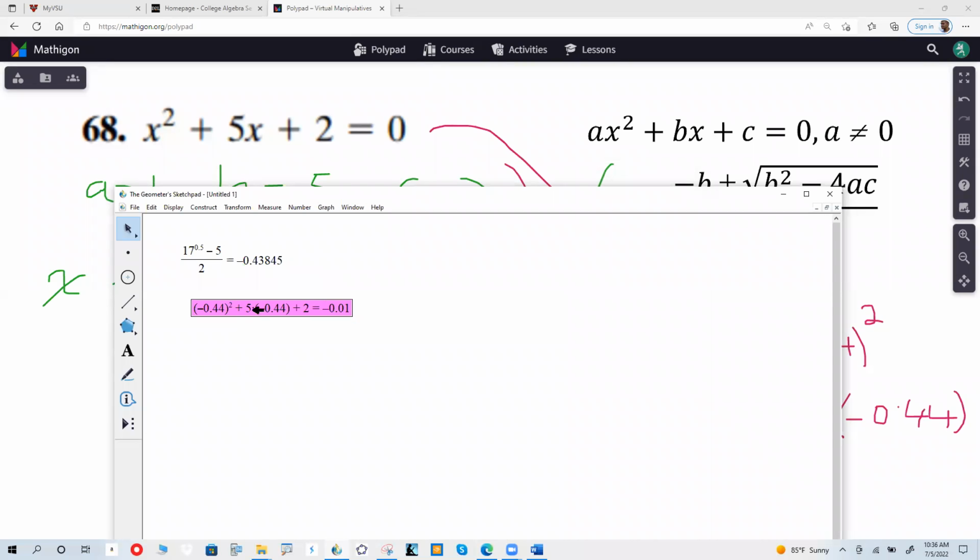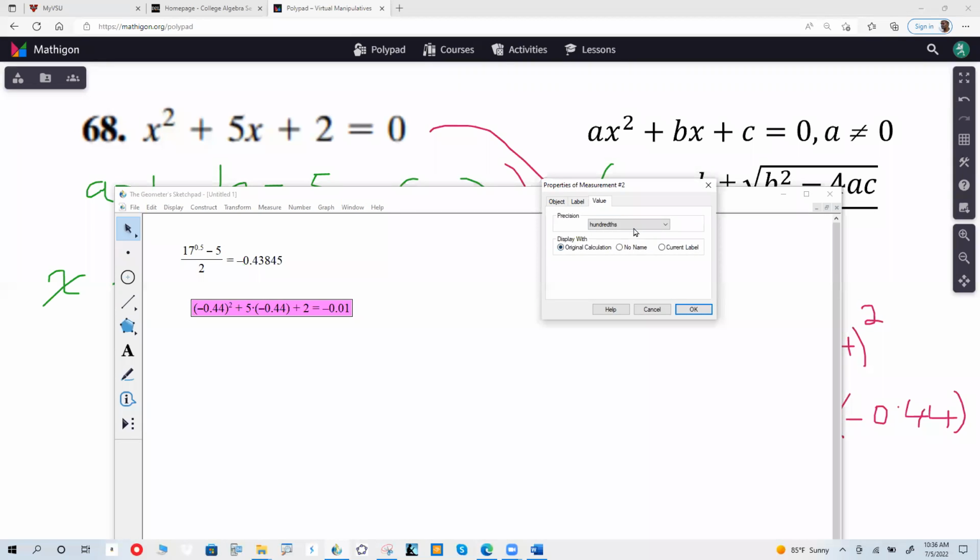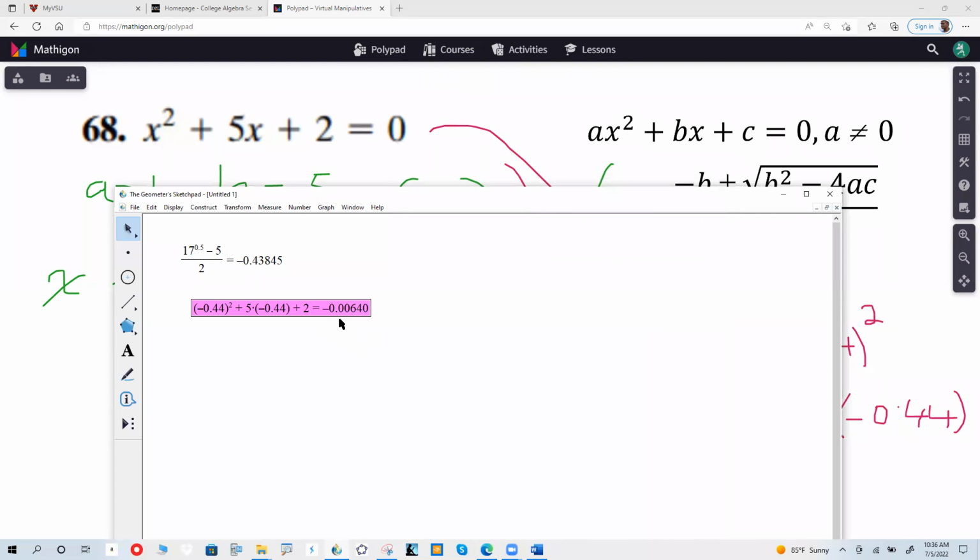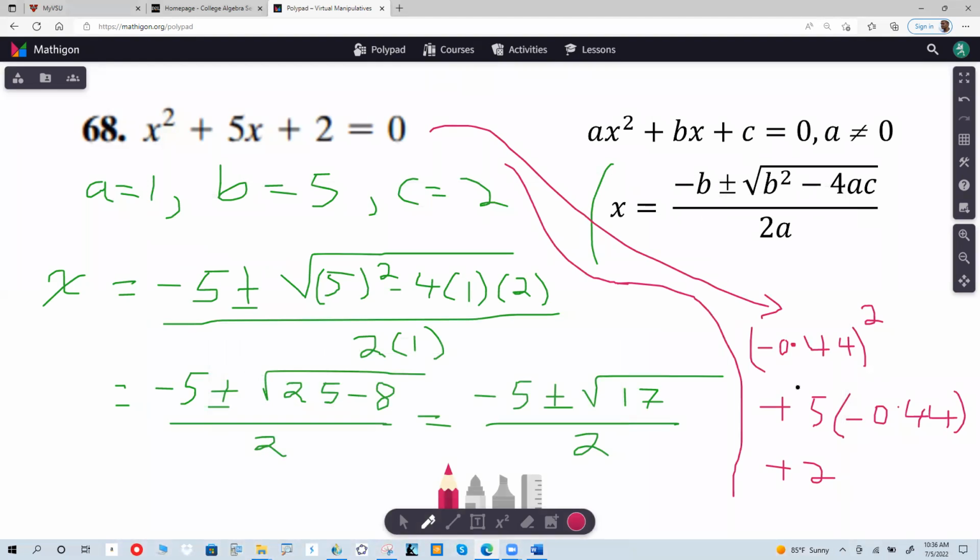It will never be 100% accurate because we are rounding it. So I'm happy, it's telling me it's negative 0.006. That's good enough for me. So it checks, I would say. If it checks for one, it'll probably check for the other one too. And you can do it. So I'm happy. I'm going to pause here a little bit.